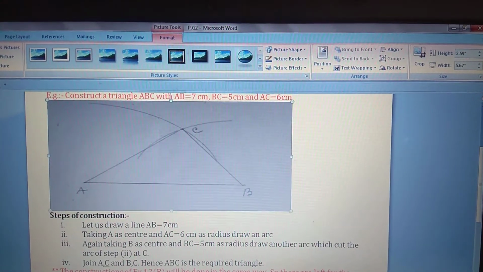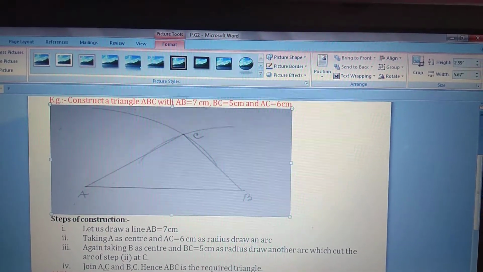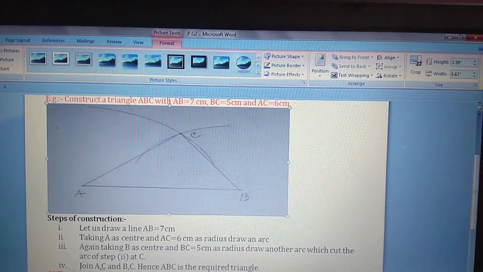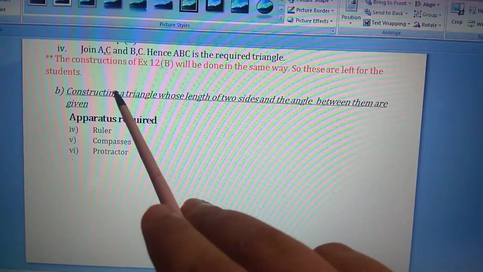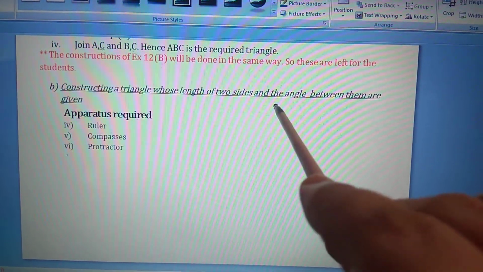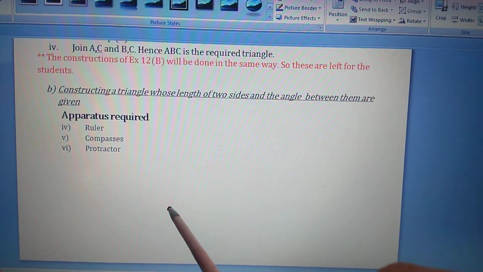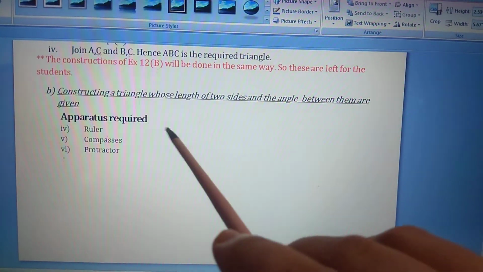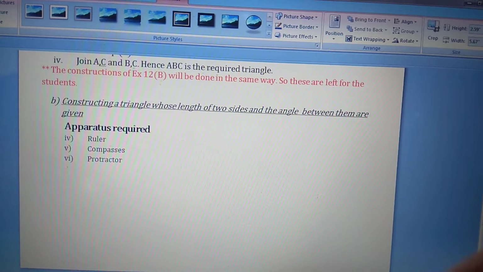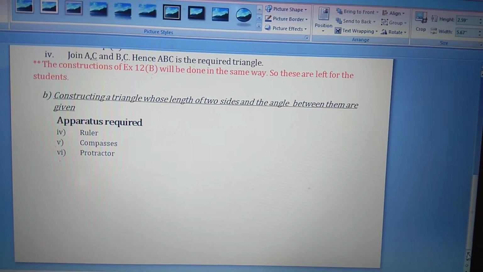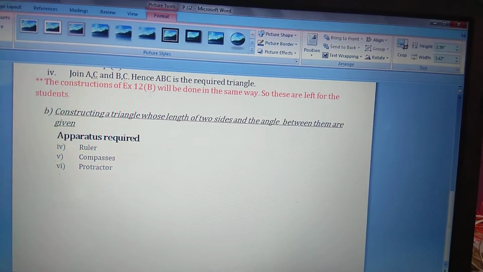Now, we will move to B type of triangle. This one was the A type, construction of triangle, first type. Now, we will go to construction of triangle type 2. Type 2 is: construct a triangle whose length of two sides and the angle between them are given. Apparatus required are ruler, compass and protractor. So now we will construct these type of triangles whose two sides and the angle between them are given. So let's see how to construct.